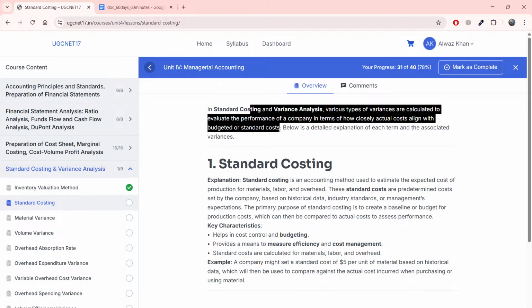The primary purpose of standard costing is to create a baseline or budget for production cost, which can then be compared to actual cost to assess performance.